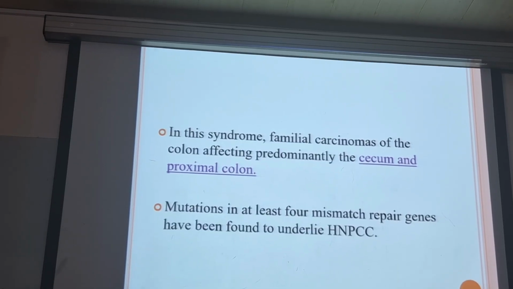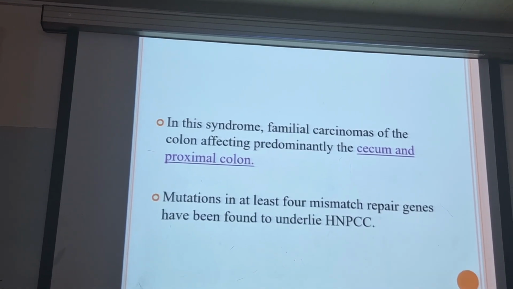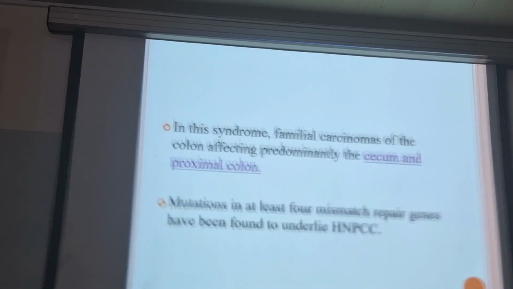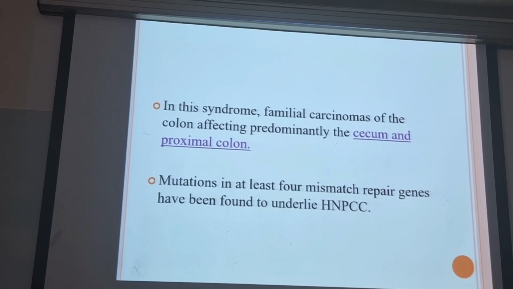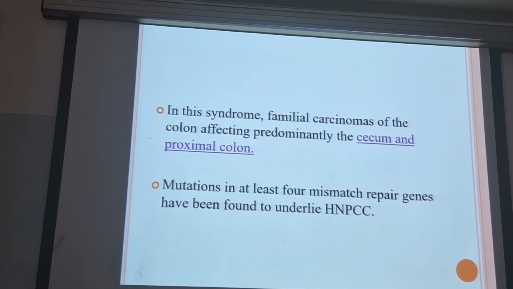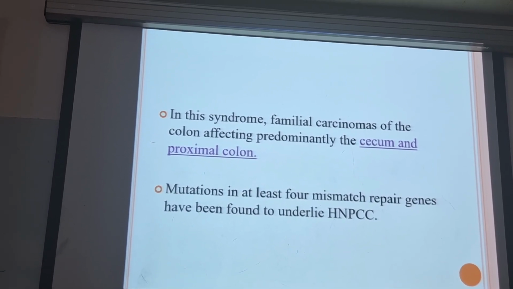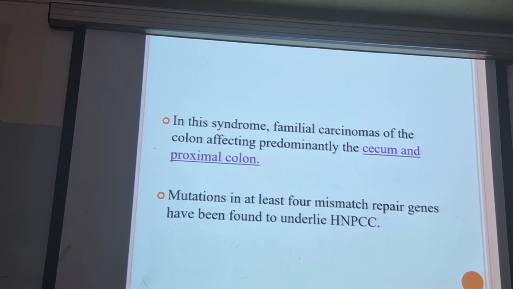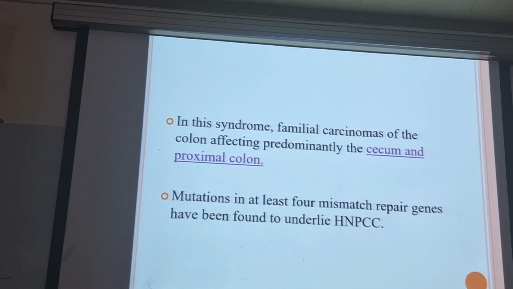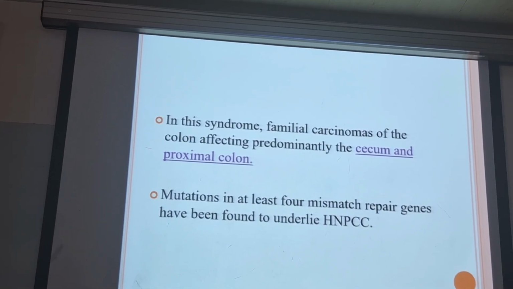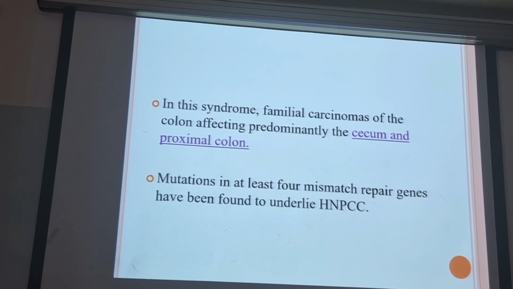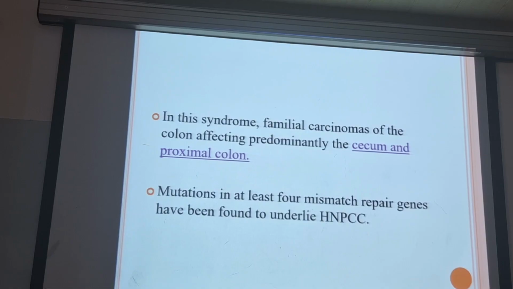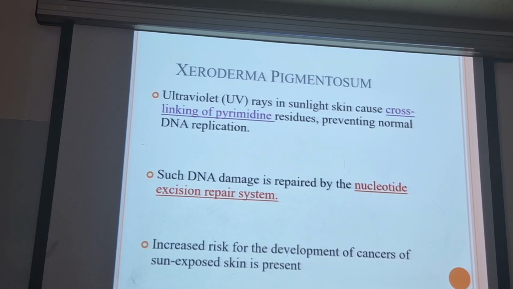This syndrome is a familial carcinoma. For example, sometimes three brothers and sisters in a family show this type of malignancy. In this syndrome, the tumor happens in the cecum and proximal colon, the right side of the colon, as I said before. Mutations in at least 4 mismatch repair genes have been found to underlie it. We have some types of mismatch repair genes, for example MSH or PMS. They have different names, and this is not important for you.